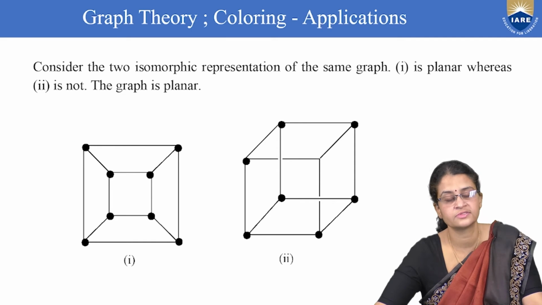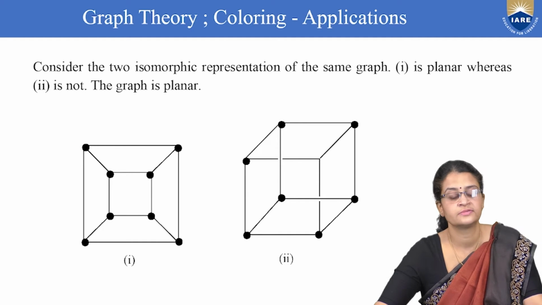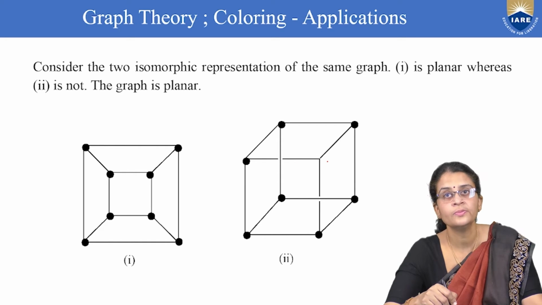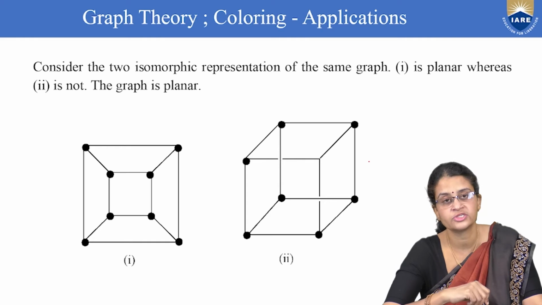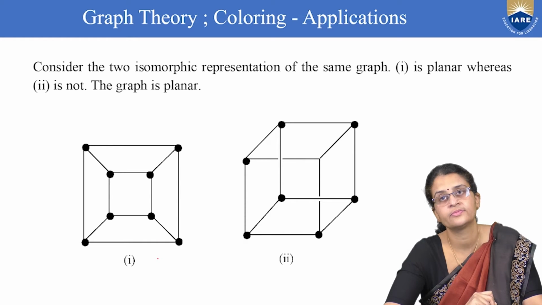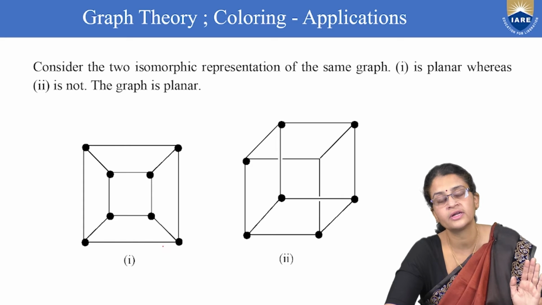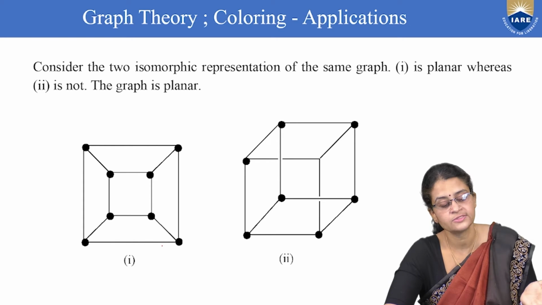Now consider these two graphs. They are isomorphic graphs with 8 vertices. Look at this one: here the edges cross over, so it is not a planar representation, whereas this one is planar. So the graph, which has an isomorphic representation, has a planar embedding. So this graph is planar.